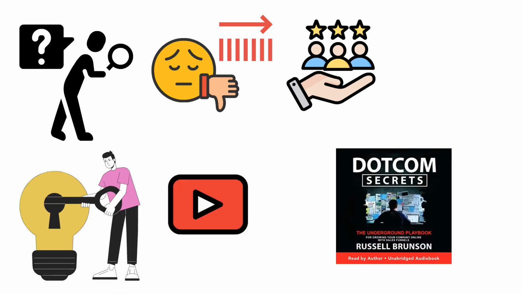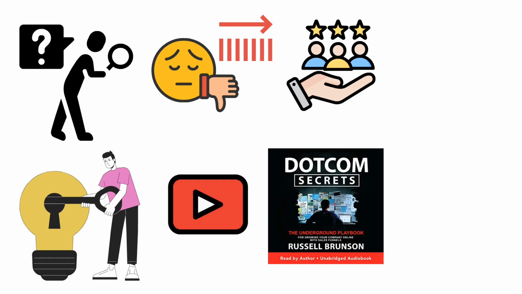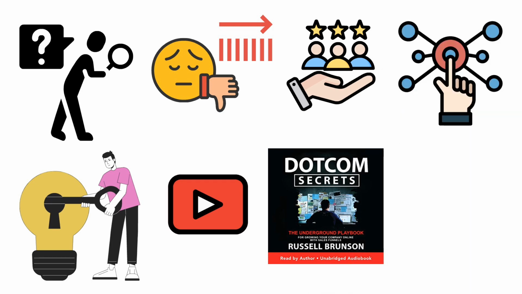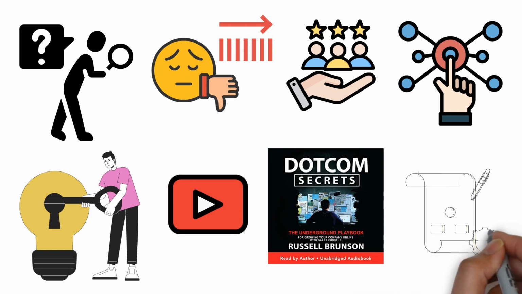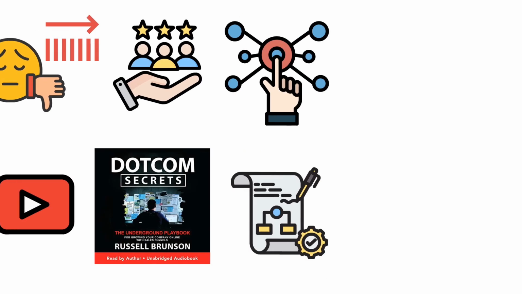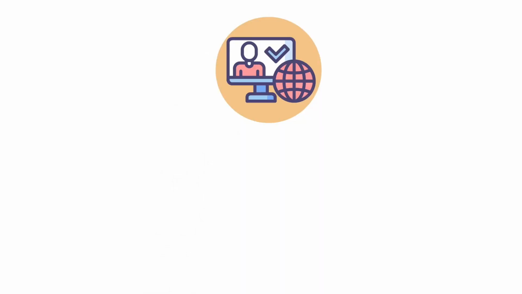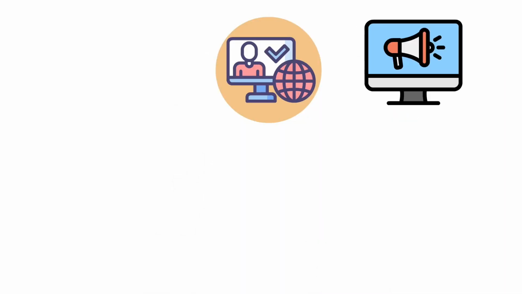We're diving into an animated summary of DotCom Secrets by Russell Brunson, a playbook that has transformed the digital landscape for countless entrepreneurs. This isn't just another how-to guide. It's a strategic blueprint for building a thriving online empire, with step-by-step instructions to revolutionize your approach to online marketing.